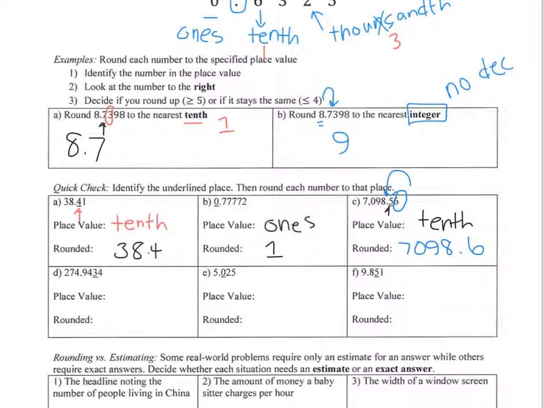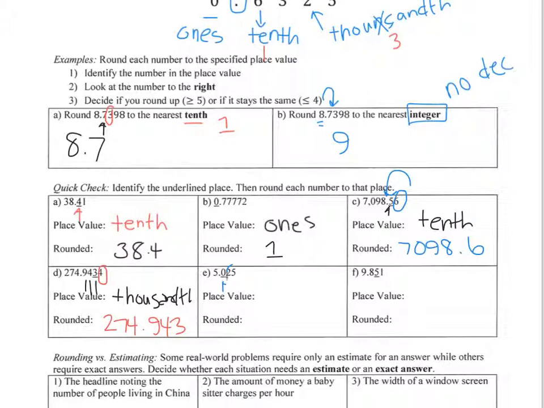The place value right here goes ones, tens, hundreds, thousands. So the 3 is in the thousandth spot. In order to round, I need to look to the right of it, which is a 4. And a 4 is less than 5, so I'm going to keep the number 3. So it's going to be 274.943.